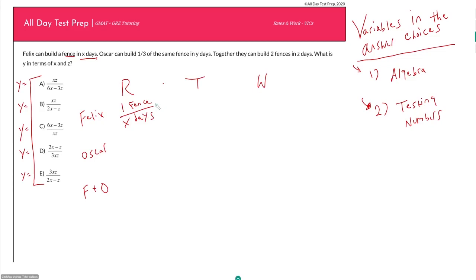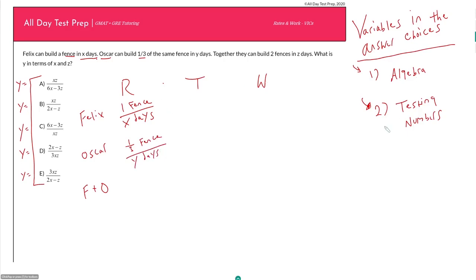Oscar can build 1/3 of the same fence in Y days. So same thing here, this is also a rate. This is just Oscar's rate, but don't let this fraction throw you off. If you just think of rate as having 2 components, a work component on top and a time component on the bottom, then they are just saying he can do 1/3 of a fence, so that is his work component, every Y days. So Oscar's rate is just 1/3 of a fence per Y days.